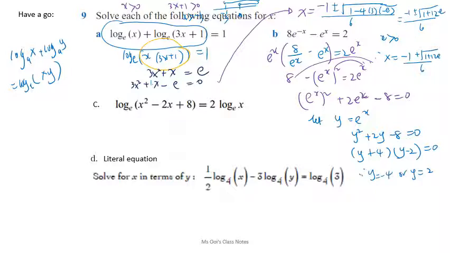Now, hang on. We can't stop here. We're not interested in y. We want to find x. So e to the power x equal to negative 4 or e to the power x equal to 2. We've got to reject that because e to the power x is a positive number. It cannot be equal to negative 4. Even if you go further than that, you say, well, log negative 4 on e, that doesn't work. So you got to reject that.